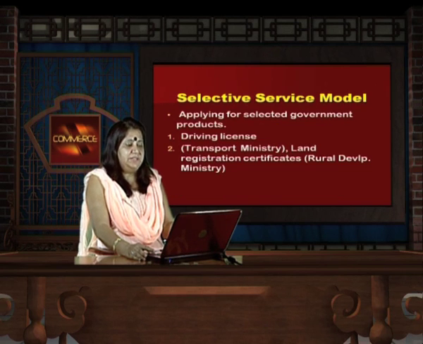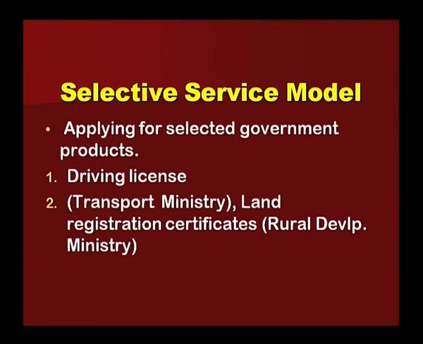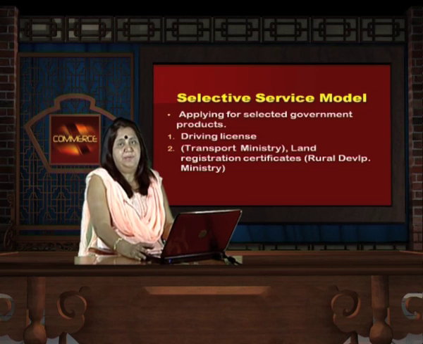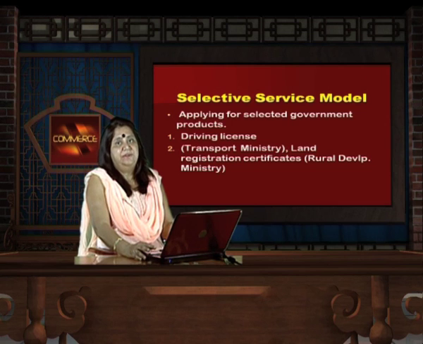The selective service model applies to selected government products, like driving license. It is the transport ministry that is impacted, where you have land registration certificates and the rural development ministries. So, it is not the wider public, the information will not go to all the candidates; it is people who are interested and people who want licenses related to development or to the other aspects who will be impacted. So, the government needs to selectively cater to those services, and they need a different portal or a different technology to reach the customers.